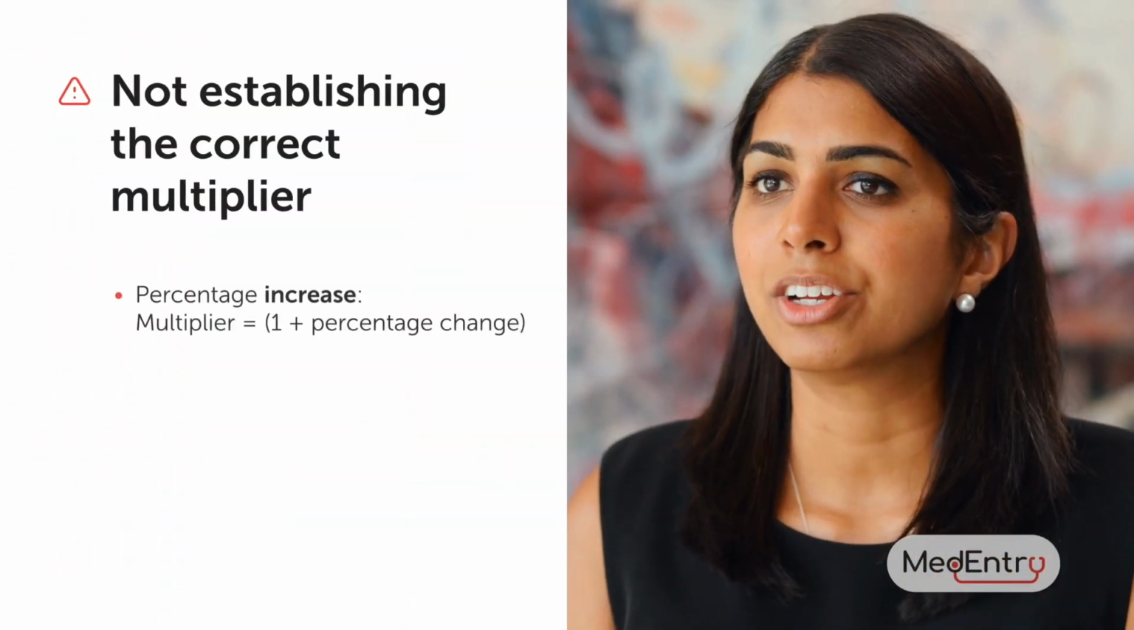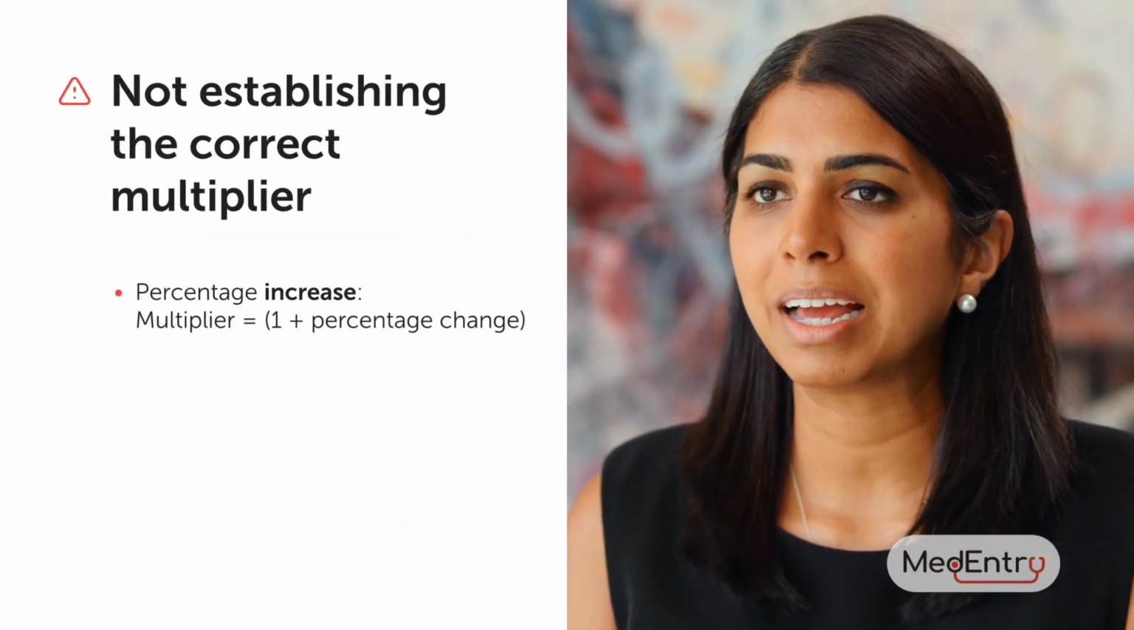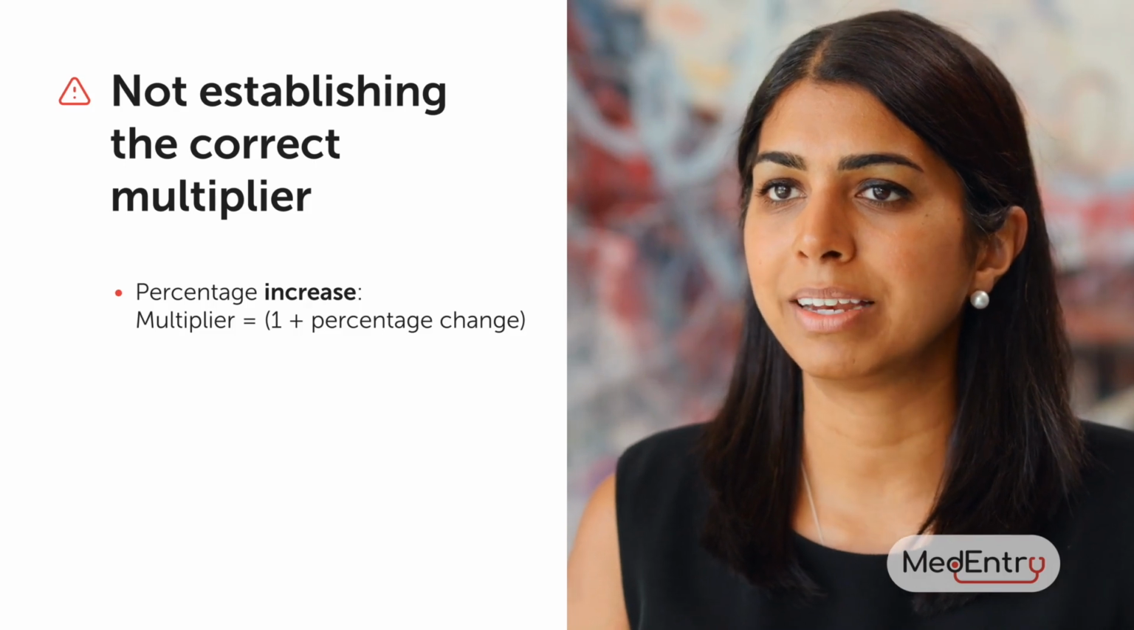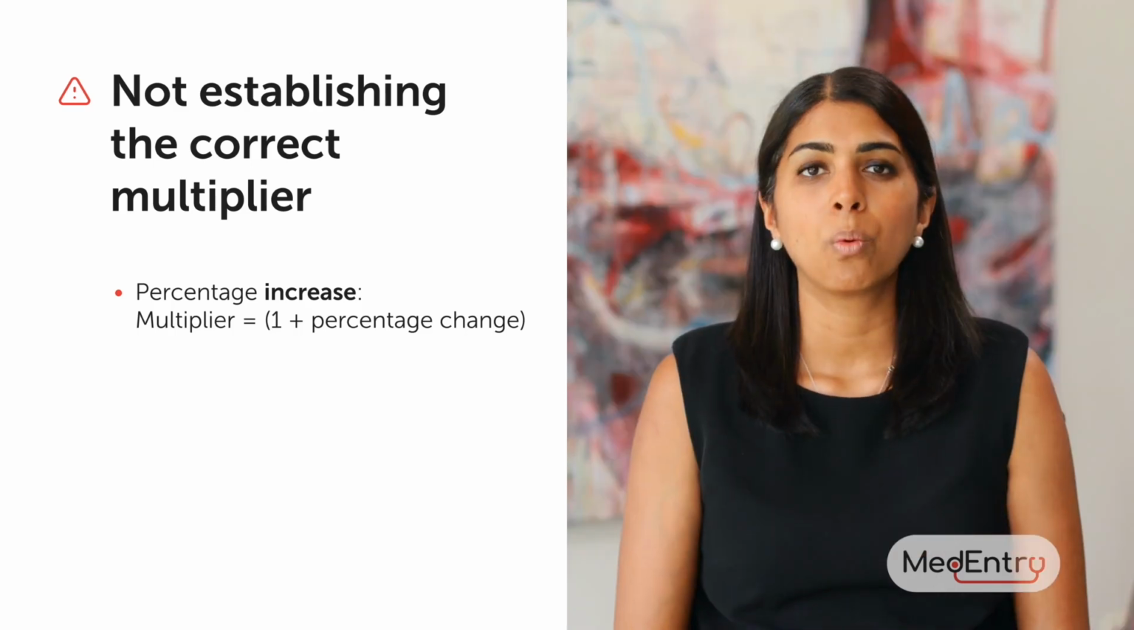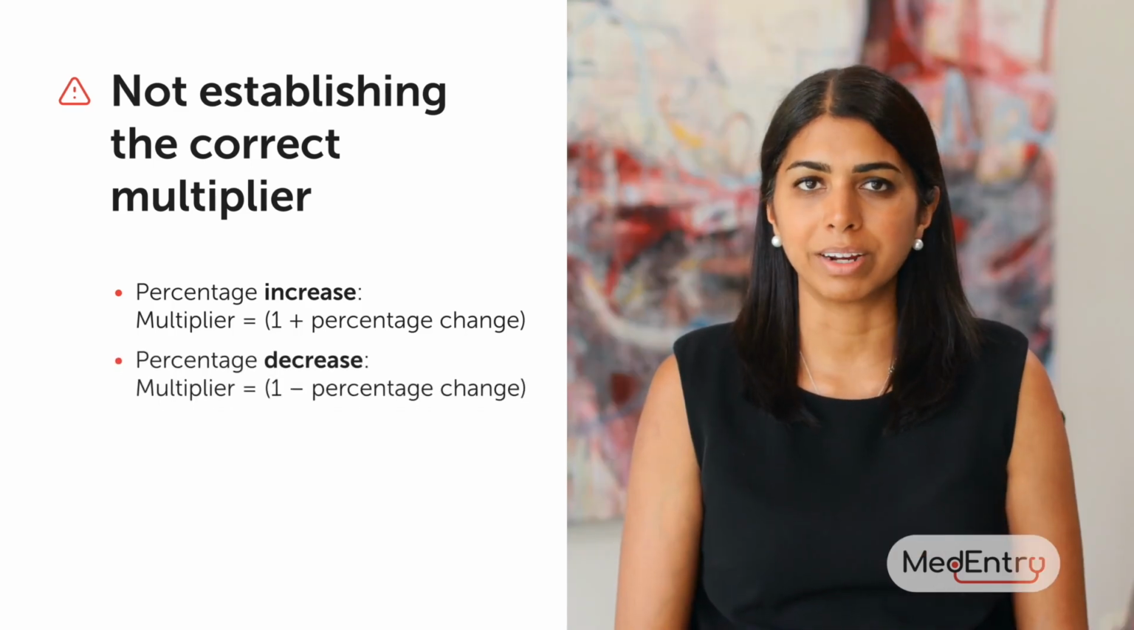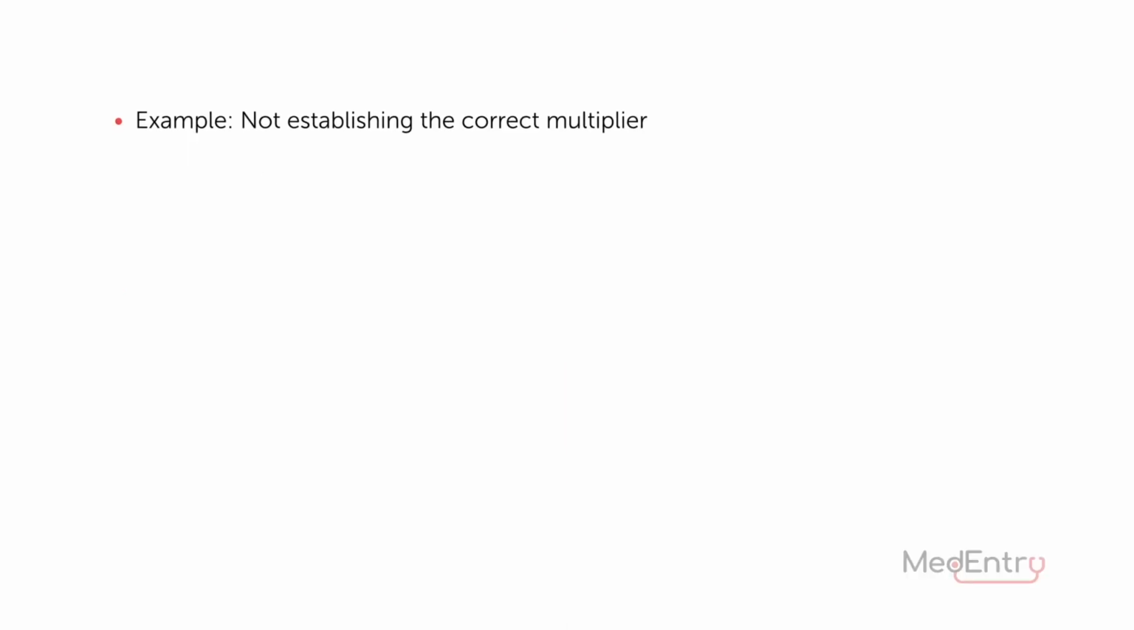Our final common error is not establishing the correct multiplier or percentage change when calculating the new or original number. When there is a percentage increase, the multiplier equals 1 plus percentage change expressed as a decimal. When there is a percentage decrease, the multiplier equals 1 minus percentage change expressed as a decimal. Let's look at an example.